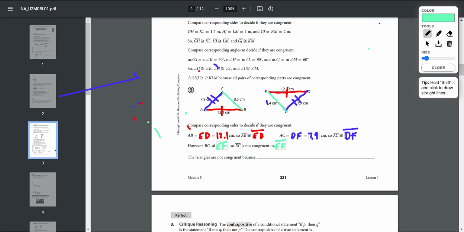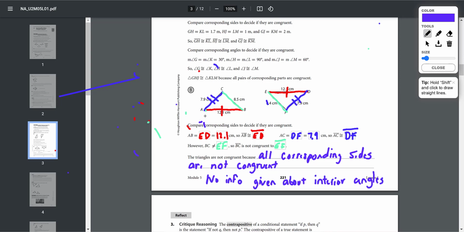So the triangles are not congruent for a couple of reasons. One, not all 3 corresponding sides are congruent. But what we also can say is we have no information about the angles. So even if the 3 sides were congruent, at this point we can't say the triangles are congruent because we don't know anything about the interior angles. So just remember, 2 triangles are only congruent if all 3 sides are exactly the same and all 3 interior angles are also exactly the same.